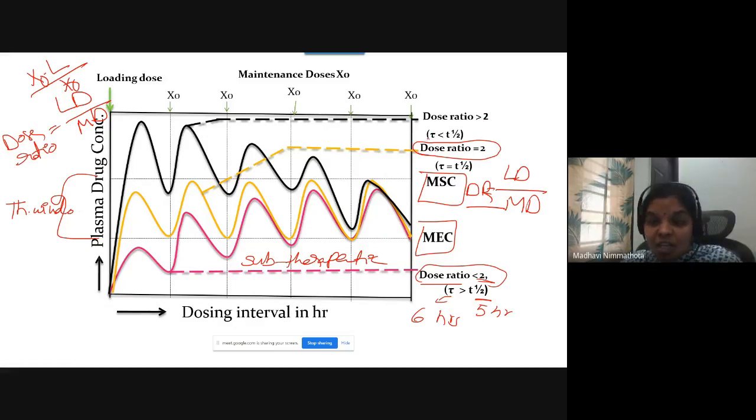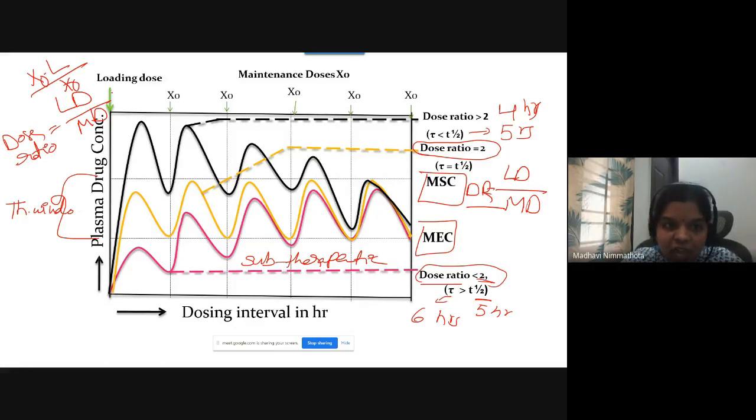That means the dosing interval is less than the T half. Okay, for example, your drug has the same 5 hours of T half, and your dosing interval is less, so you can take 4 hours as an interval. So this is how the drugs will fluctuate between these dose ratios, and this shows the importance of the maintenance dose and the loading dose.